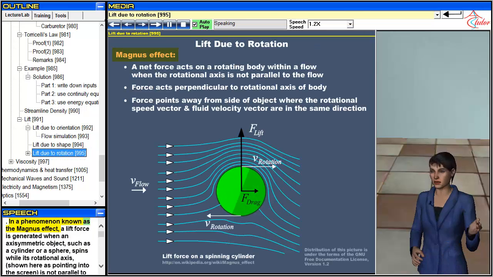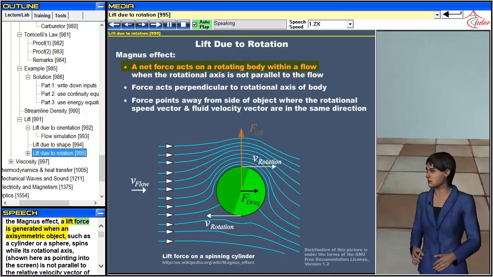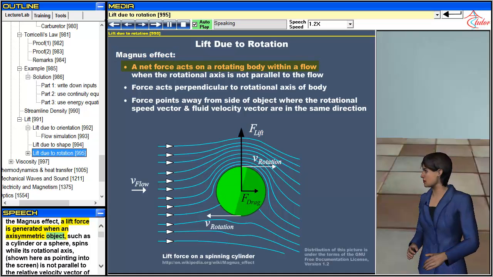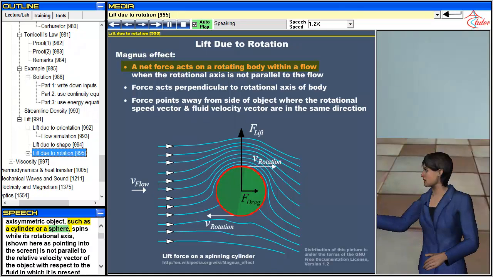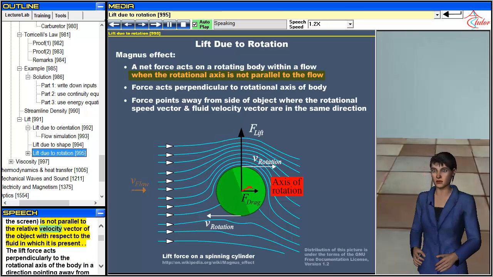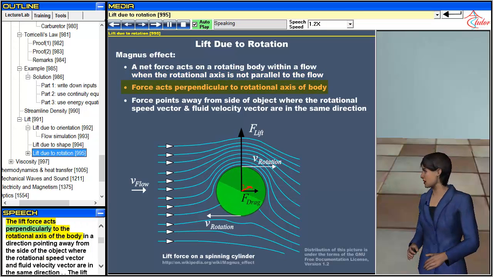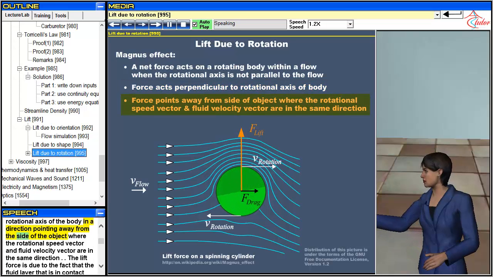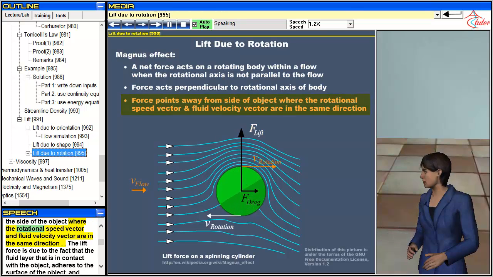In a phenomenon known as the Magnus effect, a lift force is generated when an axisymmetric object, such as a cylinder or a sphere, spins while its rotational axis, shown here as pointing into the screen, is not parallel to the relative velocity vector of the object with respect to the fluid in which it is present. The lift force acts perpendicularly to the rotational axis of the body, in a direction pointing away from the side of the object where the rotational speed vector and fluid velocity vector are in the same direction.